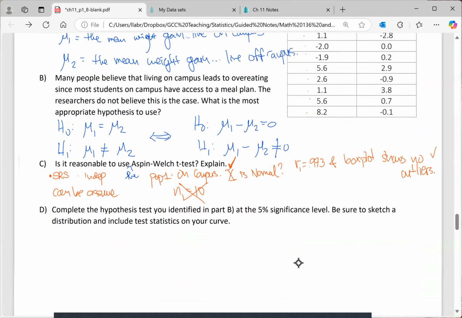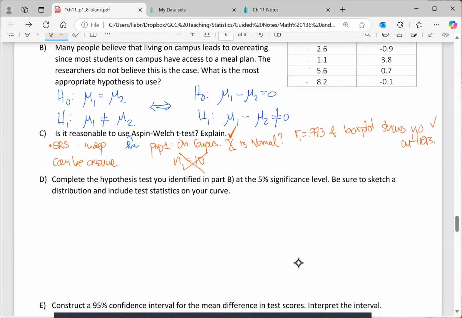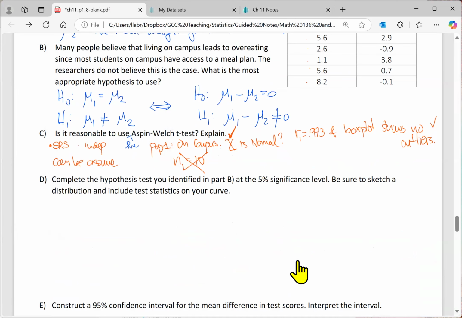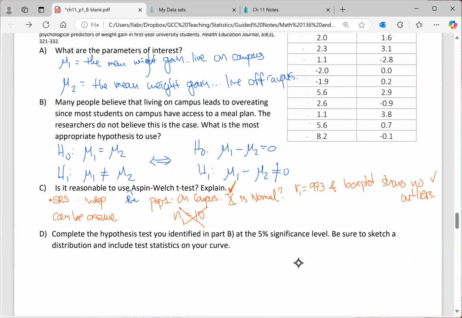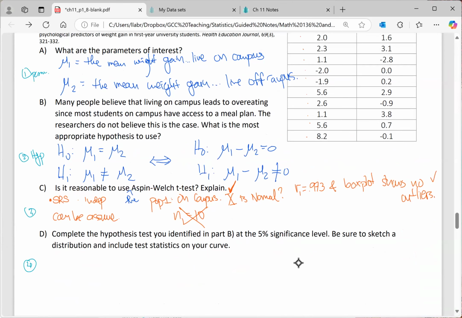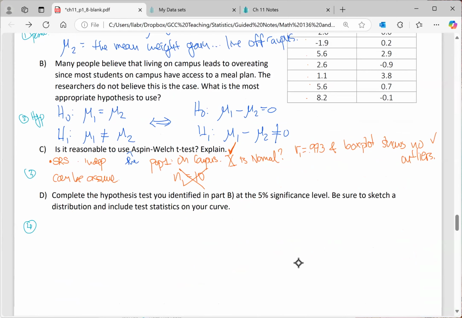Now I need to complete the hypothesis test. To complete it, we need to make sure that we know where we're at in the hypothesis stage. So notice this was parameters. That's number 1. Number 2 was for us to write the hypothesis. Number 3 was verify the requirement. So we're basically at stage 4, where we're asked to sketch the relevant distribution.